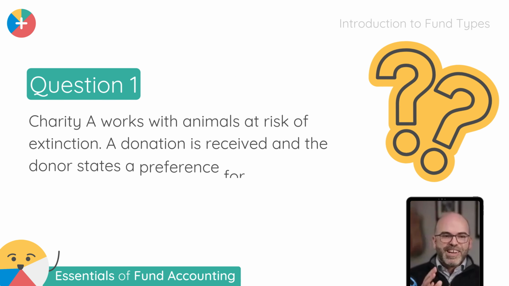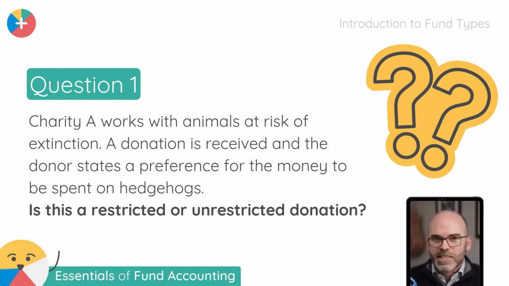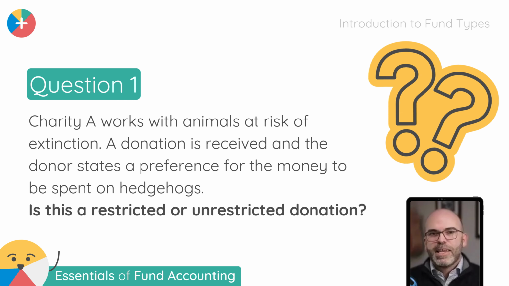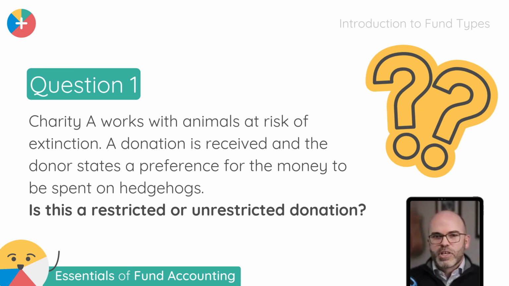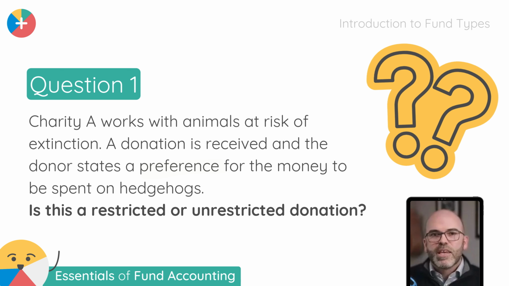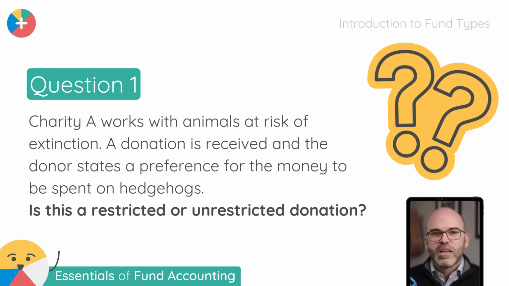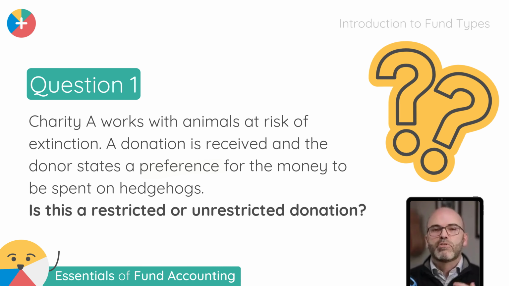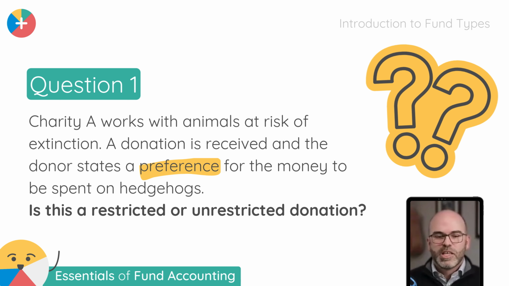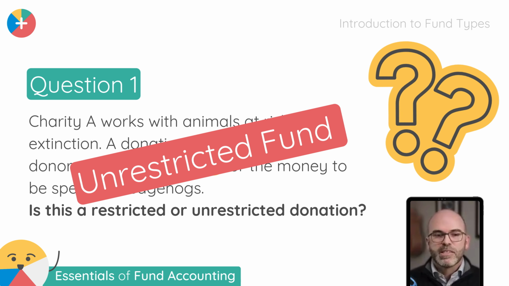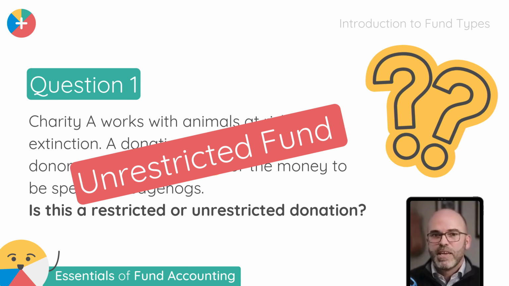So charity A works with animals at risk of extinction. A donation is received and the donor states a preference for the money to be spent on hedgehogs. Is this a restricted or unrestricted donation? What do you think? So the key here is, I want to point out that the statement from the donor was that there was a preference for it to be spent on the hedgehogs. And so for me, this would potentially quite easily be an unrestricted fund, because there's a preference. It's not actually being said it must.